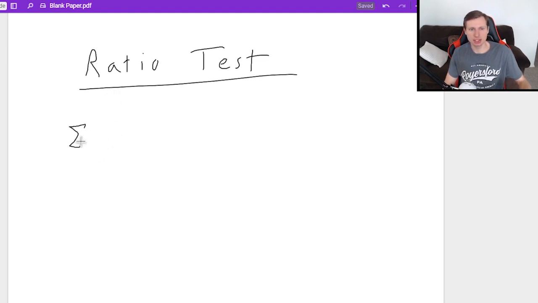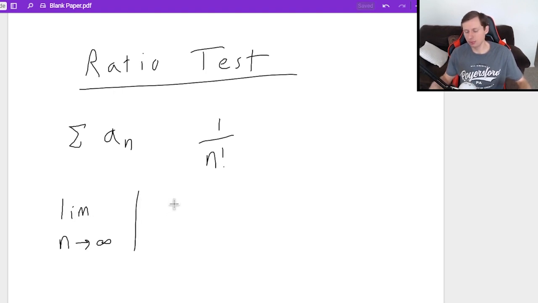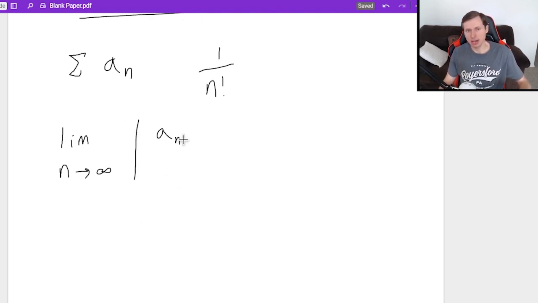If you have some series a sub n, like you put in anything you want for a sub n, for instance 1 over n factorial, whatever you want to put there, then all you need to do is say the limit as n goes to infinity of the absolute value of a sub n plus 1 over a sub n, and you are going to evaluate this limit, and you're going to get one of three results.